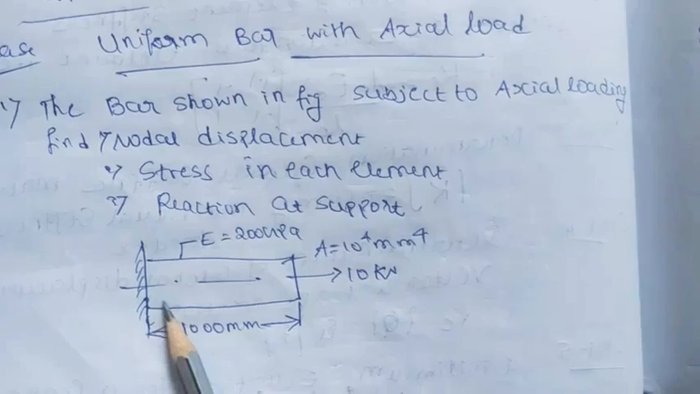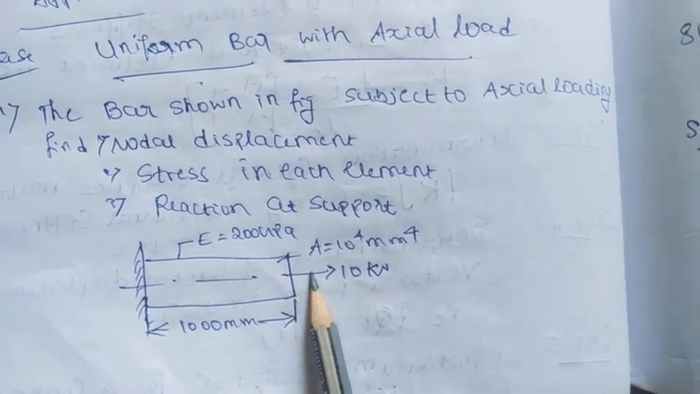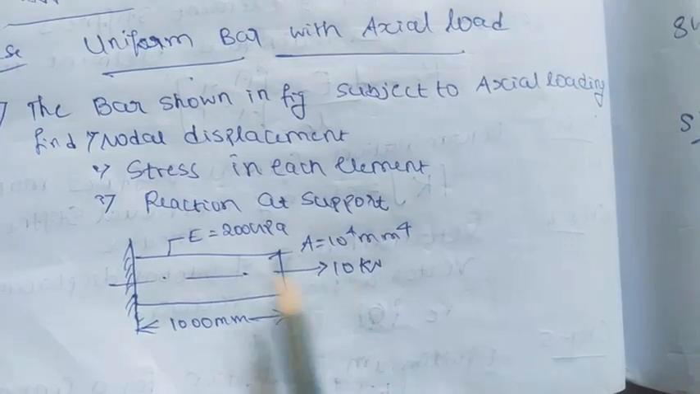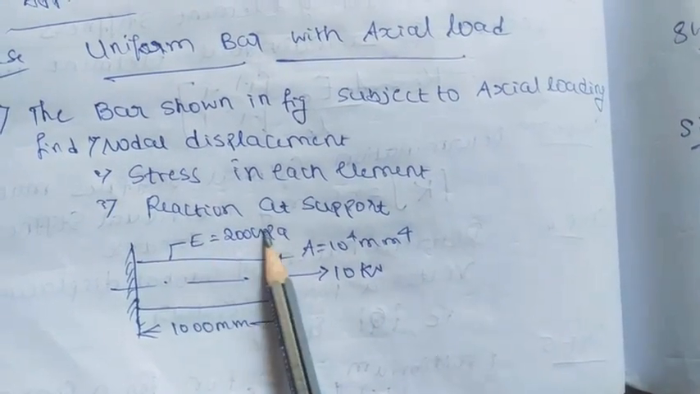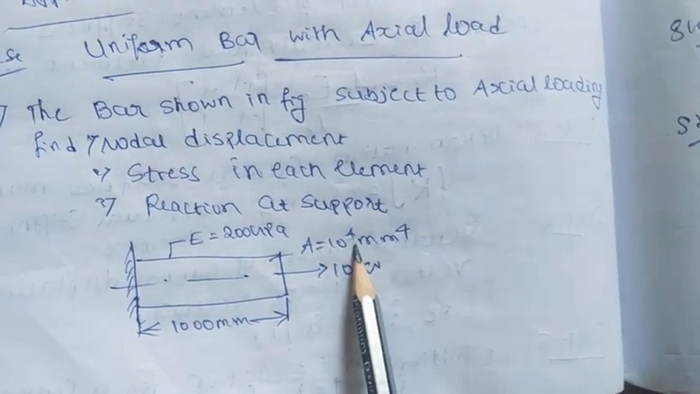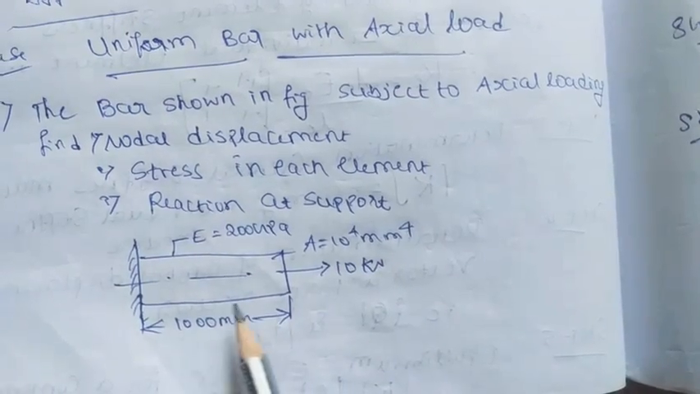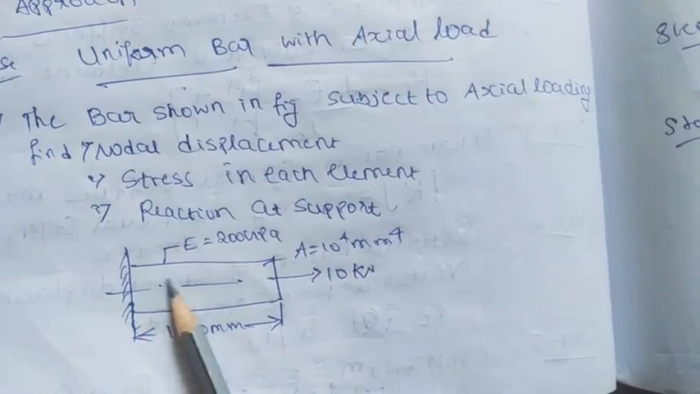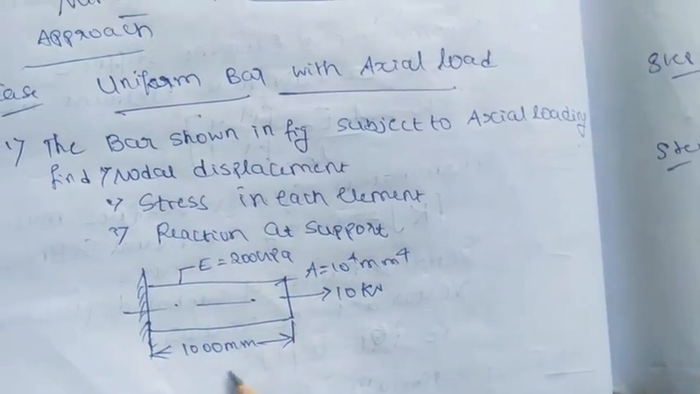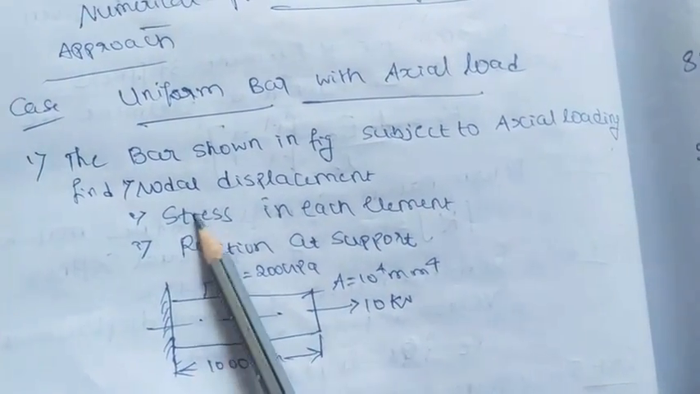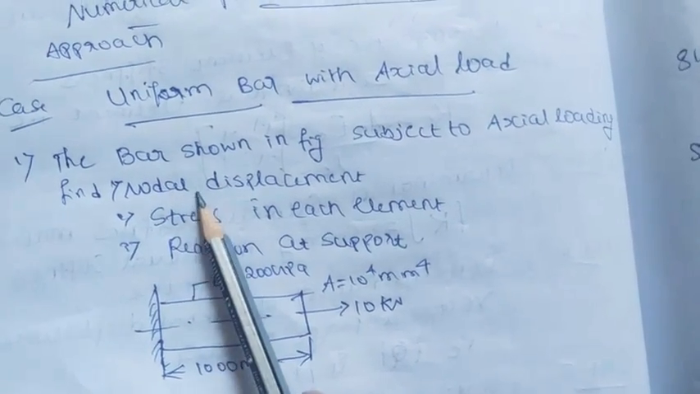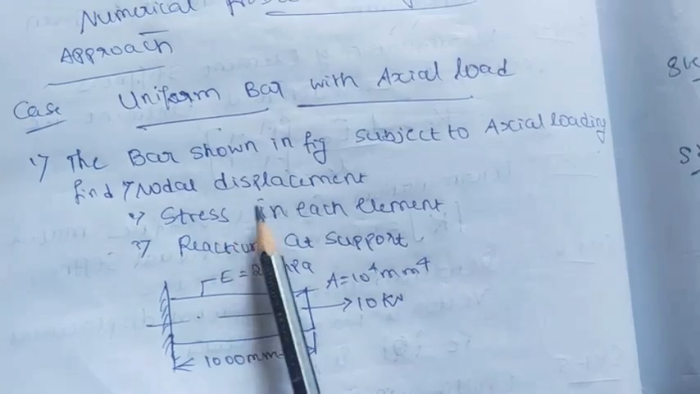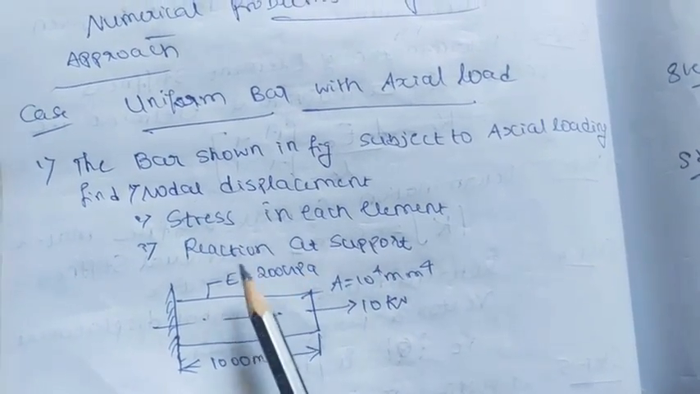So this is the bar they have given, and it is subjected to an axial load of 10 kilonewton. The corresponding Young's modulus is 200 GPa, the area is 10 to the power of 4 millimeter square, and the length of the bar is 1000. The cross section of the bar is the same everywhere, that's why it's called a uniform bar. So this is the problem they have given. We need to find the nodal displacement, nothing but the displacement at each node, and the stress on each element and also the reaction.